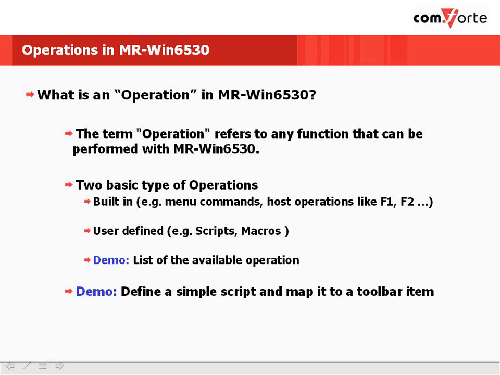Let's begin with the first part about what is an operation in MR-Win6530. The term operation refers to any function that can be performed within the application. There are two basic types of operations in MR-Win6530. First type are the built-in operations, for example, menu commands, or also so-called host operations like function keys or break operation. These are operations which are specific to the host. And there are also the user-defined operations, for example, scripts or macros.